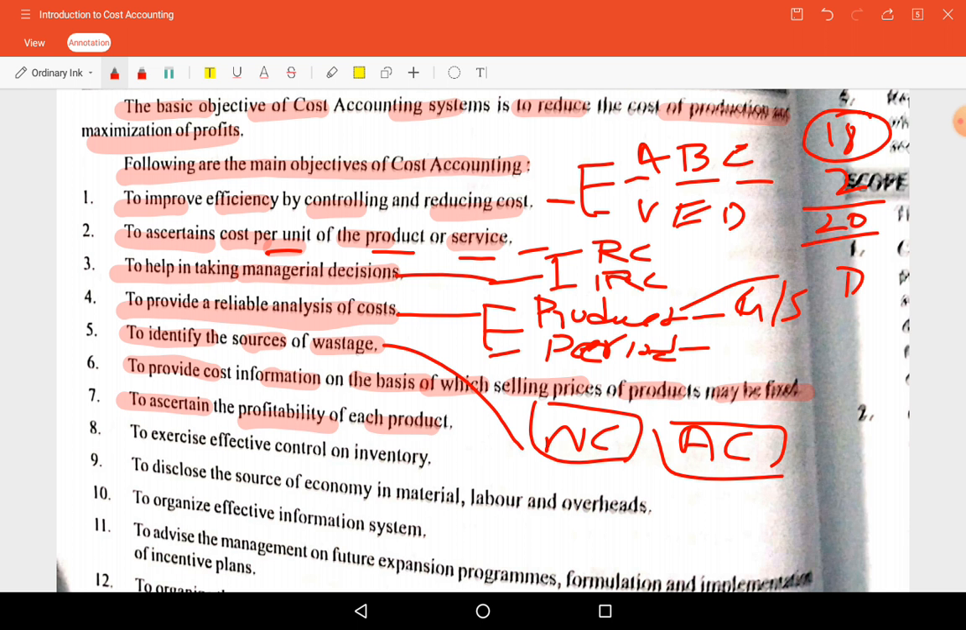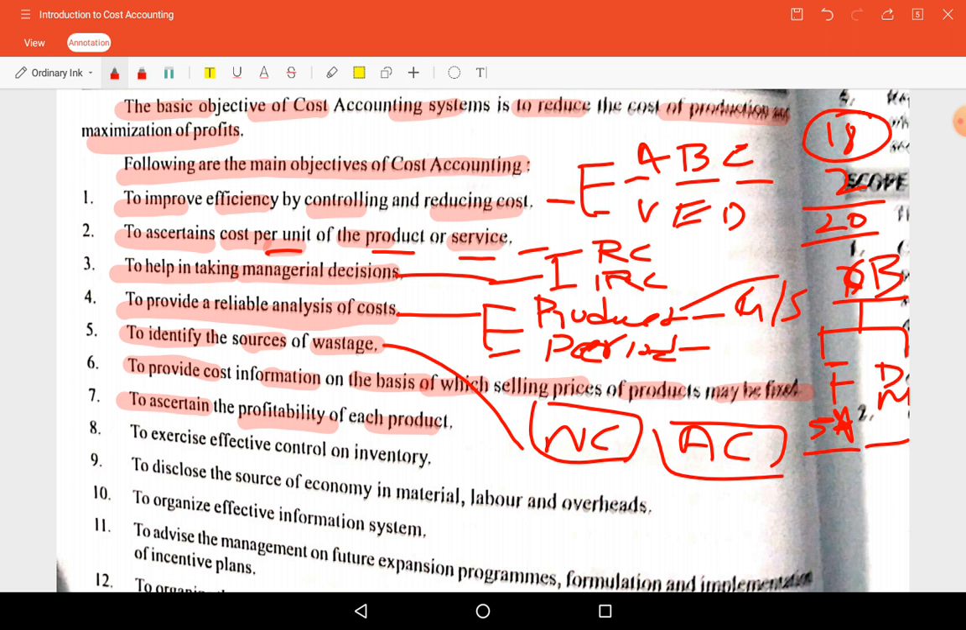Dairy Milk, you people know, Cadbury products. Cadbury products have Five Star as well as Dairy Milk. So Dairy Milk is also a Cadbury product, and Five Star is also a Cadbury product. So how much profit is from Five Star, and how much profit is there from Dairy Milk?